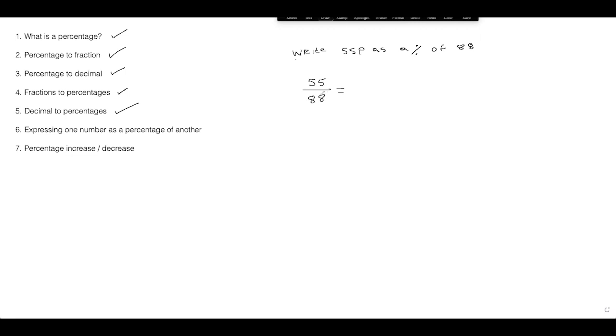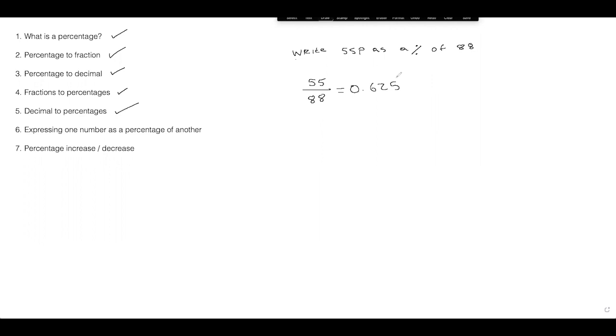So what is 55 over 88? Well, I'm going to use my calculator on this one. It's all about knowing what numbers to plug in. So 55 divided by 88 will give me 0.625. Now you have that. What do you have to do? You're expressing one number as a percentage of another. So write 55p as a percentage of 88. That's why I like to write the question, so I've always got an eye on it.